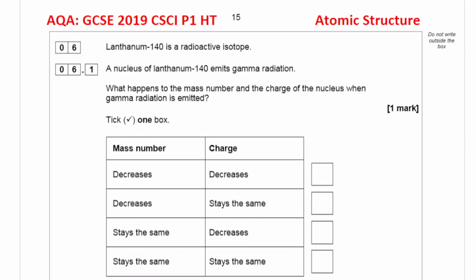In this video, I'm going to go through the AQA Combined Science Physics Paper 1 Higher Tier from 2019. Question number 6 is on the topic of atomic structure.